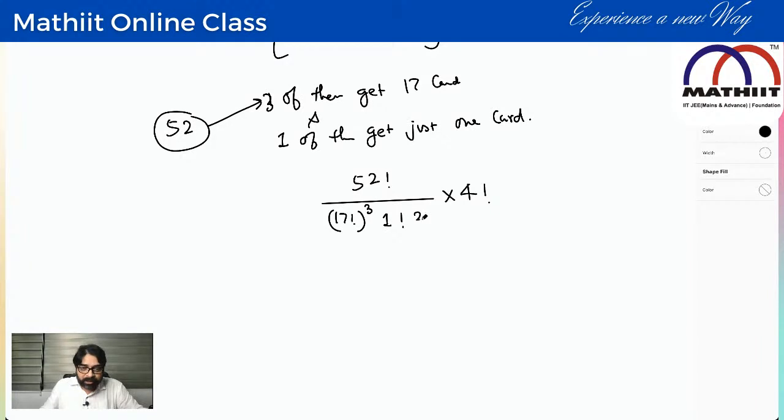Sorry, this is the point which I was telling you, you should not forget, and I am forgetting, because three groups having the equal number of objects, into 3 factorial. Yes, clear? Everybody understood this point?